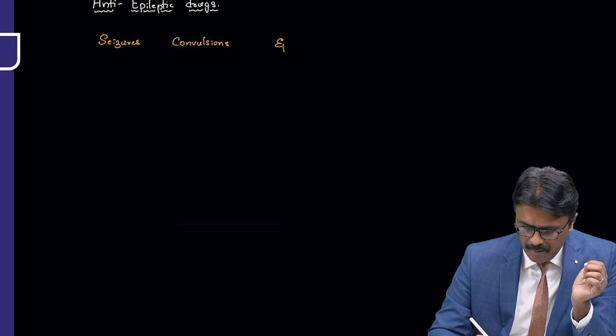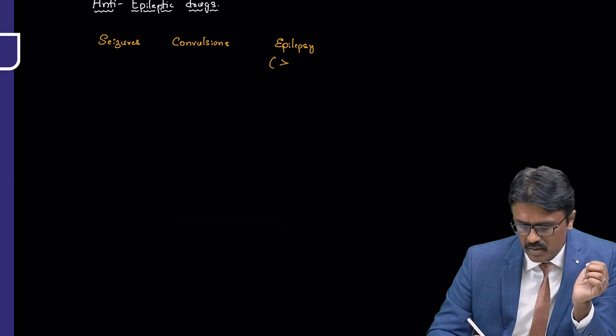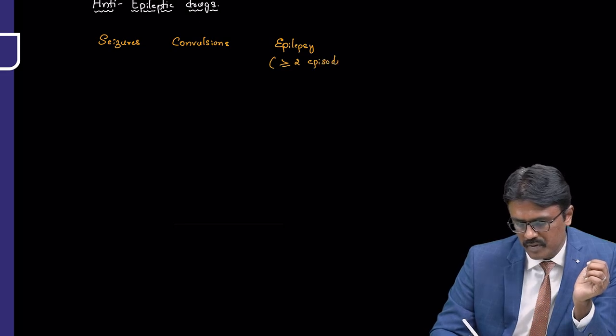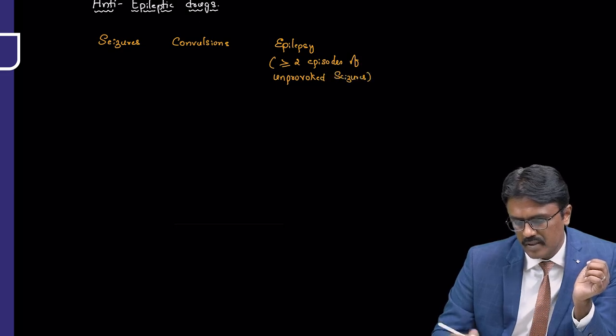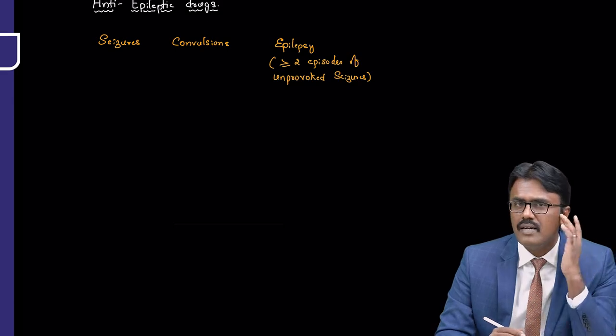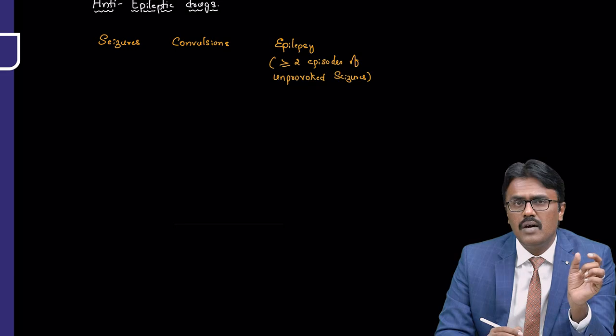What is epilepsy? Epilepsy is when the patient has two or more episodes of unprovoked seizures. That is epilepsy. So whatever the condition, remember seizures are the electrical activity, the CNS is excited and you cannot see it. Convulsion is what you see.